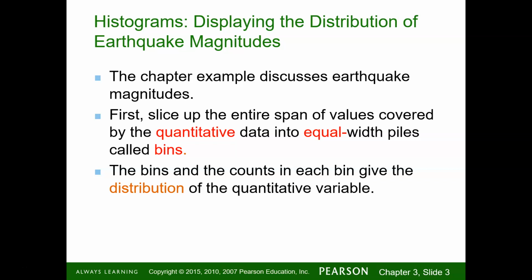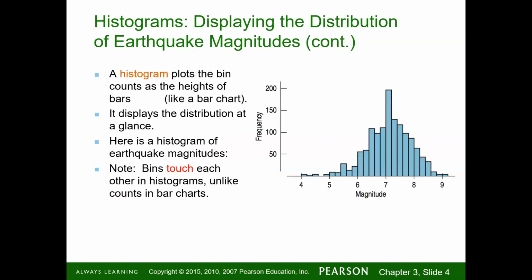What a histogram does is it slices up the span of values of the quantitative data into equal width piles called bins. And the bins and the counts in each bin give you the distribution of the quantitative variable. Let me show you a picture of that. See, each of these little bars are called bins right here. So the bin count tells you how many of the data are in that bin.